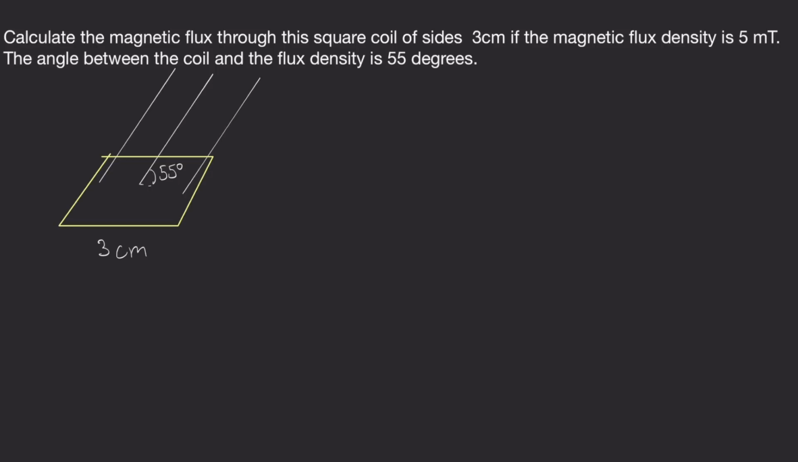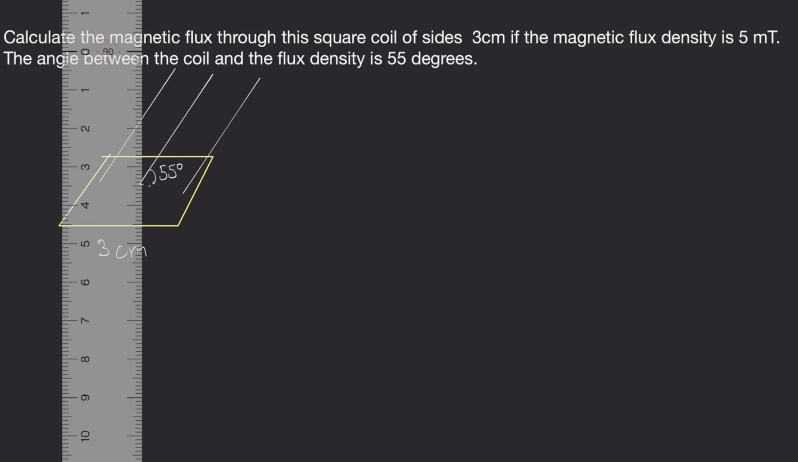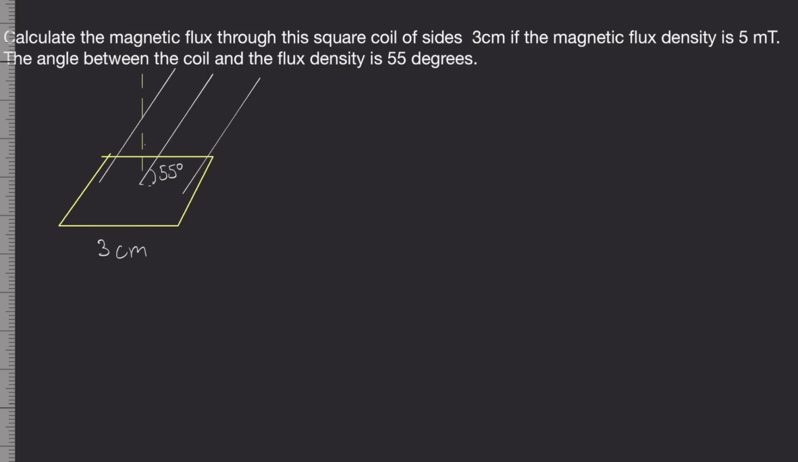And let's do an example problem. We want to calculate the magnetic flux through this square coil of size 3 centimeters, and we're given the magnetic flux density, 5 millitesla. We're also given the angle between the coil and the flux density, which is 55 degrees. Okay, now the first thing that I want you to do in those problems is to simply draw the normal. So the angle that we want for our BA cos theta equation is actually this one here, which is going to be 90 minus 55, which is 35 degrees.